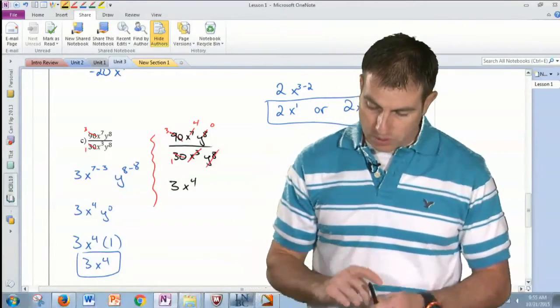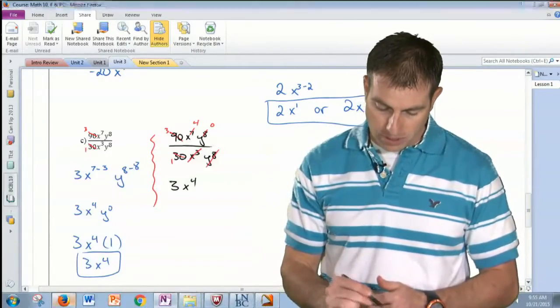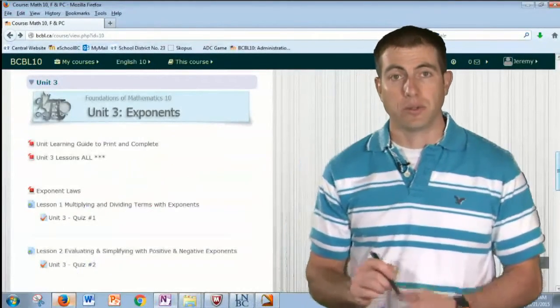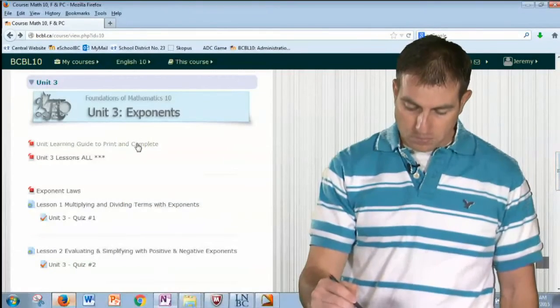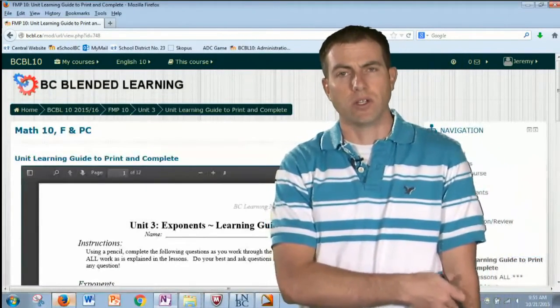Okay, I'm just going to jump into the learning guide. So if I go back to the course here, Unit 3 learning guide up at the top. I think this is working a lot better in terms of the amount of work you guys are doing.